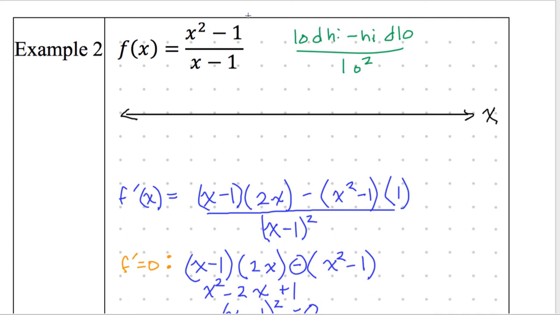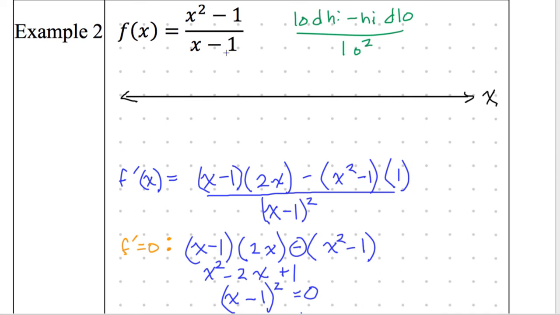Whenever you have the top and the bottom that cancel each other out, that's going to be a removable discontinuity. So an asymptote is where the denominator doesn't cancel out, and the removable discontinuity is where you cancel both the top and the bottom out. So this is going to be a removable discontinuity at x equals 1. Aside from that, it's basically going to be a straight line, x plus 1, and you know how to graph that from Algebra 1 in your first month, hopefully.